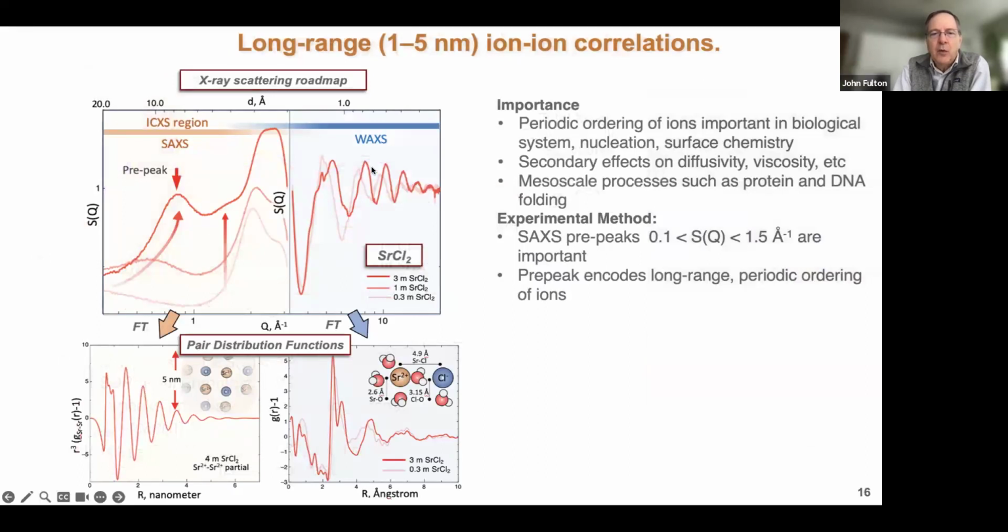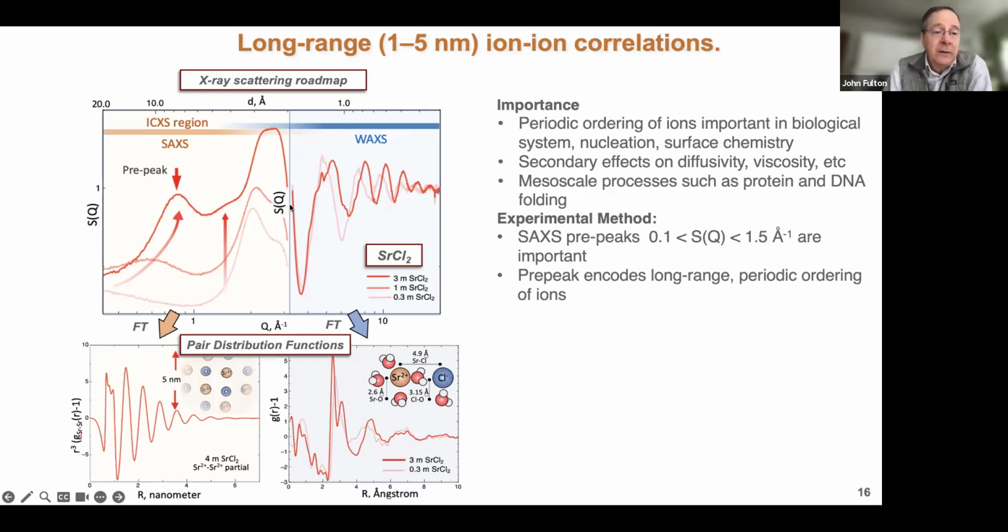What we're probably more familiar with is the wide angle scattering region above about 2 or 3 reciprocal angstroms here. We just do a Fourier transform of this region. It gives us the overall X-ray pair distribution function. The first peak in the pair distribution function is the strontium-water distance at about 2.6 angstroms. The second peak is the chloride-water distance at about 3.15. And then we have a third feature here, which is due to the solvent shared ion pair at 4.9 angstroms.